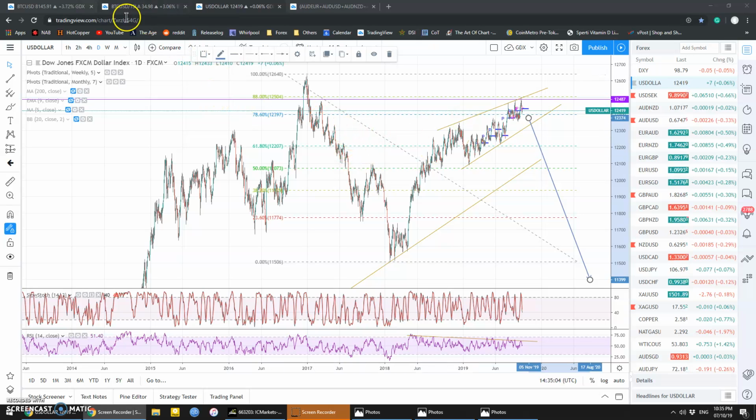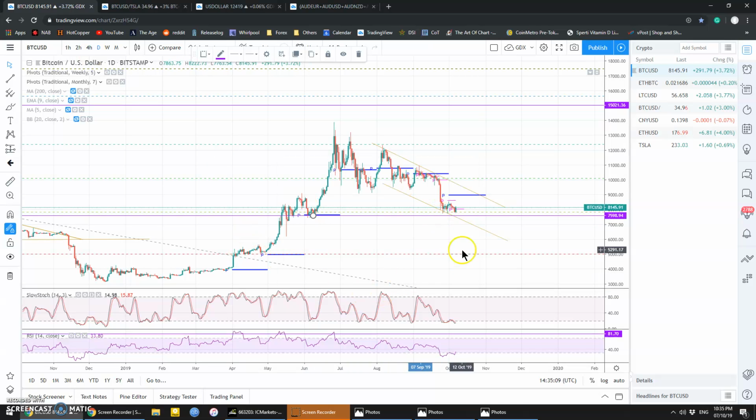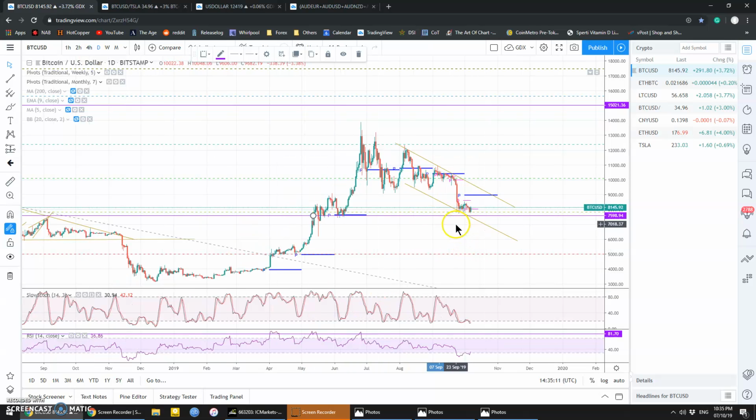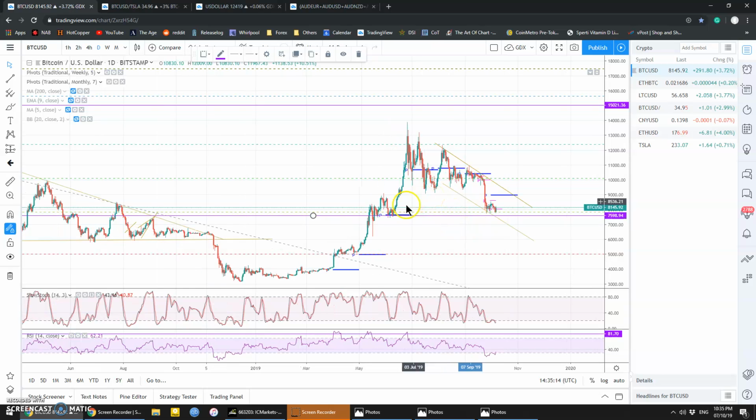Third pair to talk about is Bitcoin. I've got my eye on this Bitcoin daily chart. Nice big rise, 14,000. A bit of a down channel. Still in the down channel, at the weekly pivot now. But we've got good support around 7,005. So I'm looking for us to hit around 7,005.